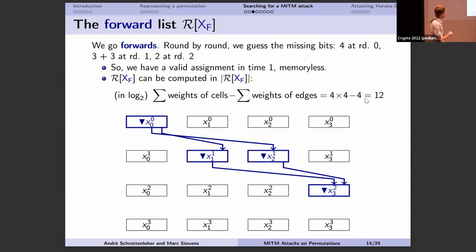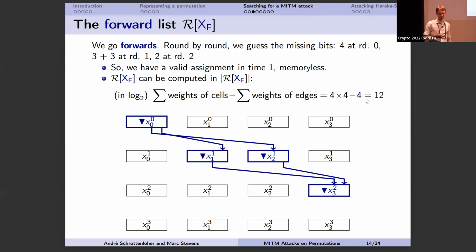But I'm missing here 3 plus 3 bits. So I take values for them. And I continue like this round by round. And then at the end, what did I do? I obtained, basically only by guessing bits, a valid assignment, a valid choice for the forward path. And you can see that the total number of such valid assignments is exactly the sum of the weights, the number of bits of the cells, minus the sum of the edges that there are in the graph. In that case, it will be 12. So I need to guess 12 bits to obtain the value.